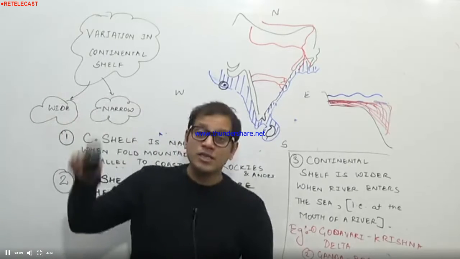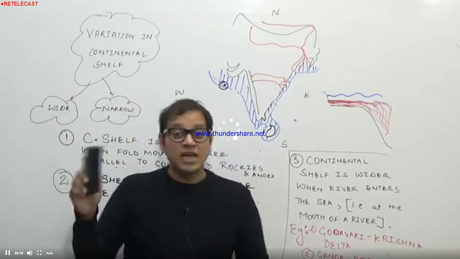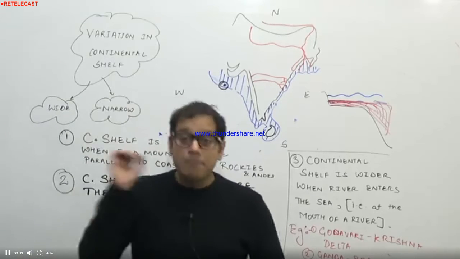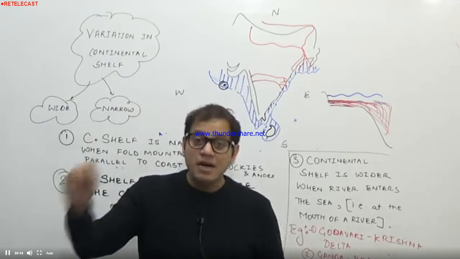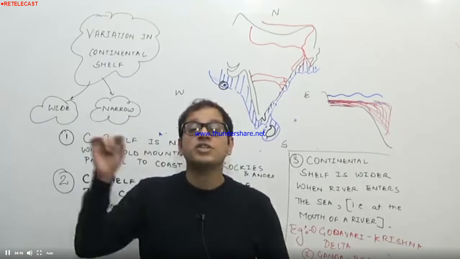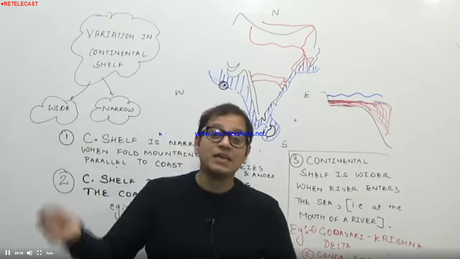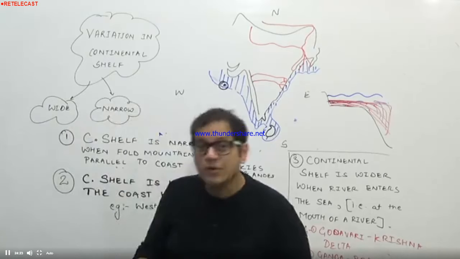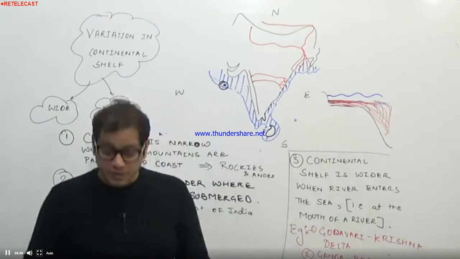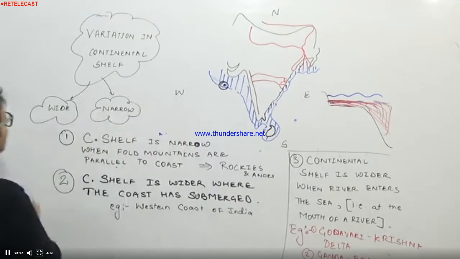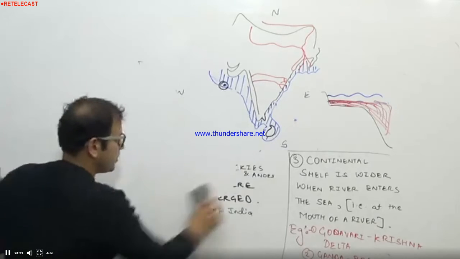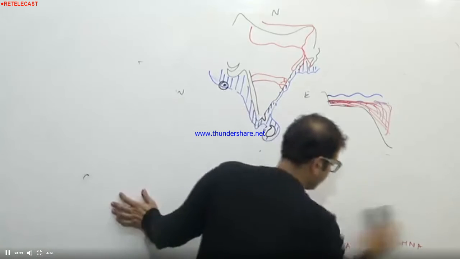Therefore, though the eastern coast has a narrow continental shelf overall, the area of the Ganga-Brahmaputra delta, the Krishna-Godavari delta, and the Kaveri delta, in West Bengal, in Andhra Pradesh and in Tamil Nadu, you have a wider continental shelf. So these are the variations in the continental shelf. Remember them from the examination point of view.